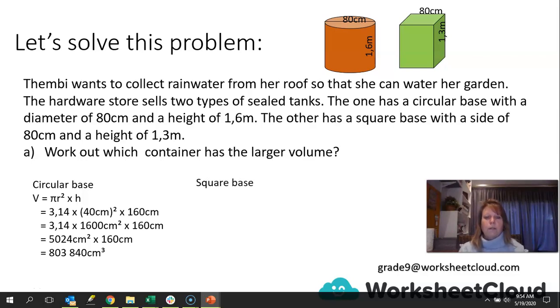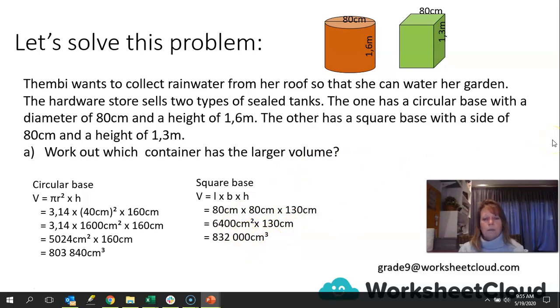Okay, the square base one, that is our formula for volume. It's length times breadth times height. So that's quite easy to work out because our length and our breadth is the same. So it's 80 times 130. Again, here at 1,3 meters, we've got to multiply that by 100 to get to centimeters. So it'll be 130 centimeters. So 80 times 80 is 6,400 centimeters squared times 130. We're going to get 832,000 centimeters cubed. Okay, centimeters squared again times centimeters is going to give me centimeters cubed.